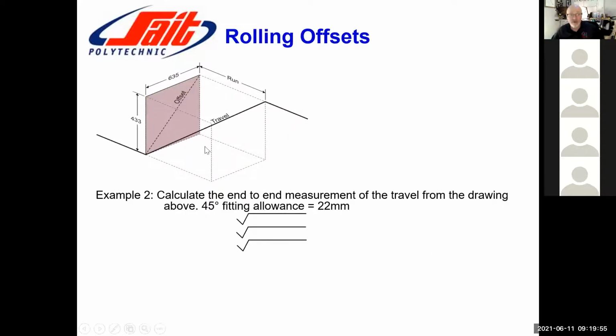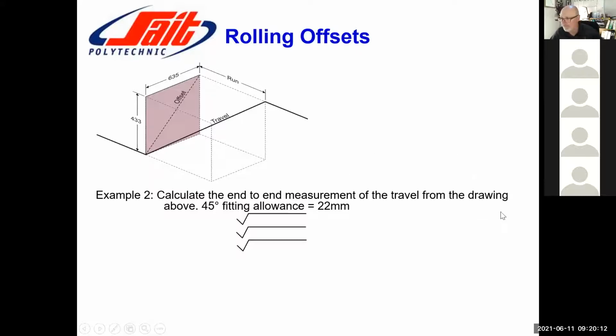Now, let's have a look at this one. We want to calculate the end-to-end measurement of the travel from the drawing. This is 45 degrees. These are 45s, and we have a fitting allowance of 22 mils.